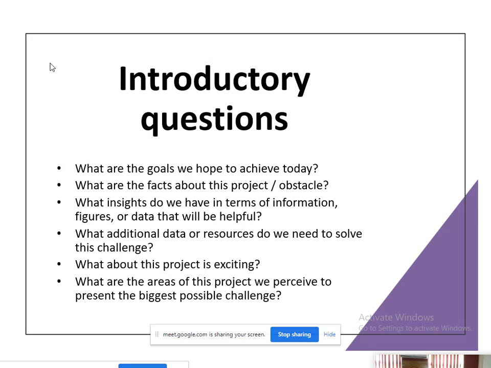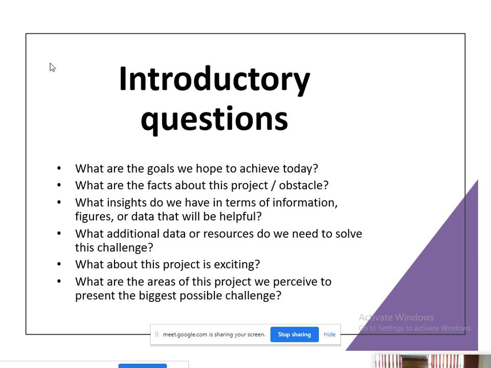Next point is, what insights do we have in terms of information, figures, or data that will be helpful? This point means that we should have proper information, figures, or data about the product. In the field where we are launching the product, we should also have information about the competitive companies that have already launched that product, so that we can come up with a new idea for that product.